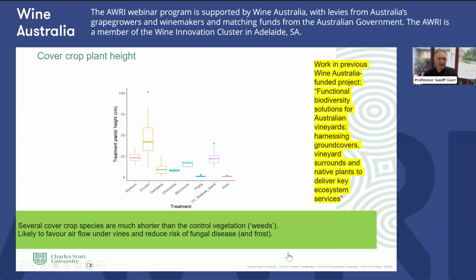Also, the ones that we tested were nice and short. So this brown bar here shows you the height of the spontaneous vegetation in our vineyard trials. These were grasses and a few broadleaf weeds, getting up to about 40 centimetres on average. But all these plant species that were used as alternative ground covers were much, much shorter and more prostrate in growth habit. So it avoids that practical problem I referred to with the vetch.